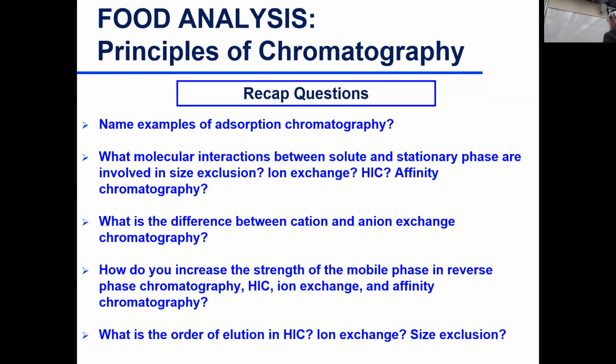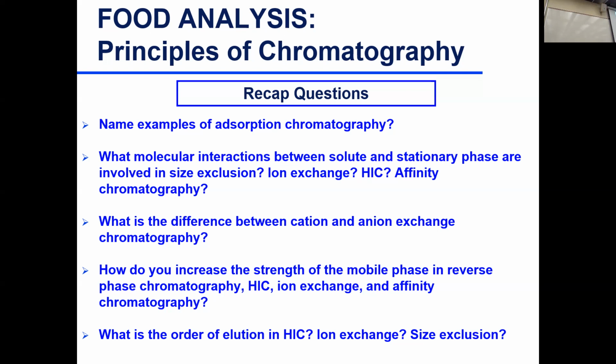Okay. So, name examples of adsorption chromatography. Modes of separation that are considered adsorption chromatography. Sally, I think you are. Okay. That's ion exchange. Ion exchange is correct. Yes, it is one form of adsorption chromatography, and actually within ion exchange it can be cation or anion. What else can be considered adsorption chromatography?